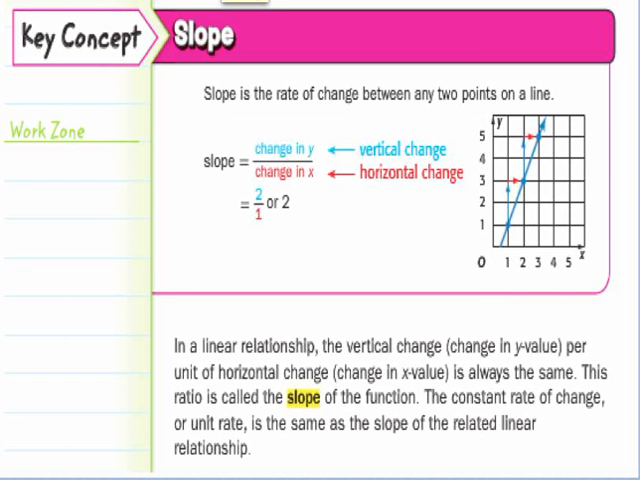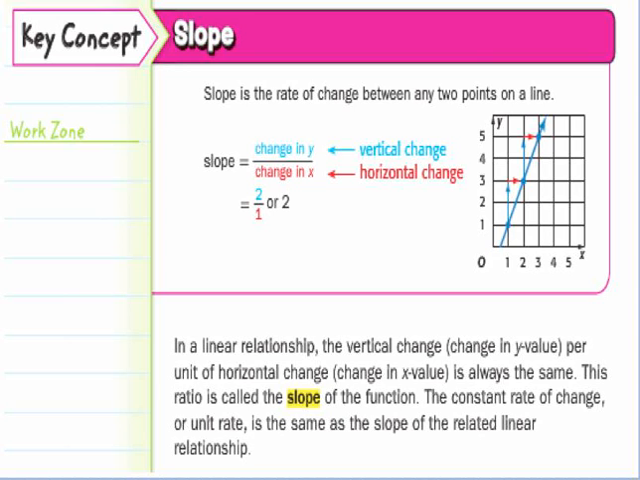So we begin with our key concept, which is slope. Slope, as defined, is the rate of change between any 2 points on a line. So slope is calculated by calculating the change in y, which is the vertical change from one point to the next, over the change in x. So it's a ratio. It's a ratio of vertical change to horizontal change.